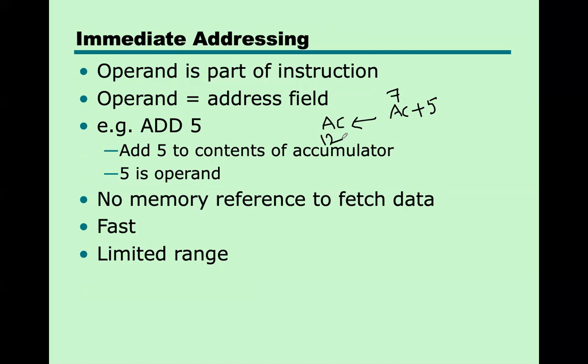Here there is no specification of an address. In immediate addressing mode, we need not specify the address. Here itself we can say it is an operand, so there is no memory reference to fetch the data. The advantage is that it is very fast, but it has a limited range. All instructions should not be immediate addressing.